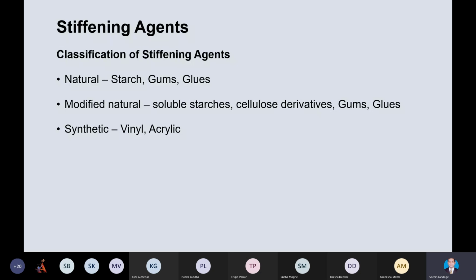See, we do not always use starch. In a few fabrics, there is a need to apply gums also. For example, gums and glues. For silk and similar fabrics, generally we prefer to apply the gums and the glues.